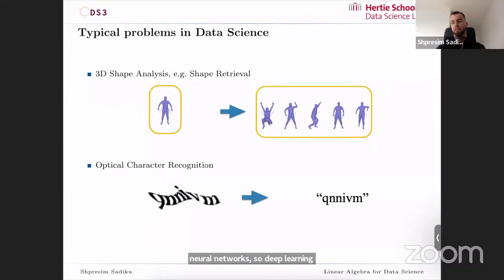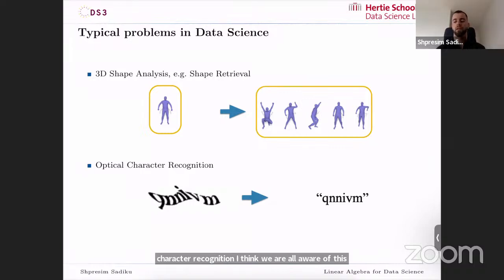Another application in data science is 3D shape analysis or shape retrieval. This is, for instance, used to find the movements of a person in this case. I mean, there are applications, for example, in detecting terroristic attacks or something like that. Or we also have optical character recognition. I think we are all aware of this application.